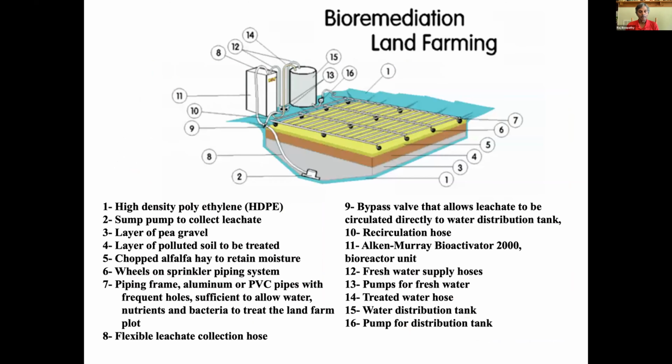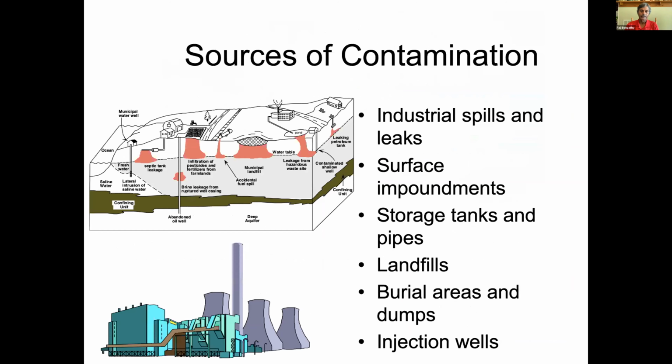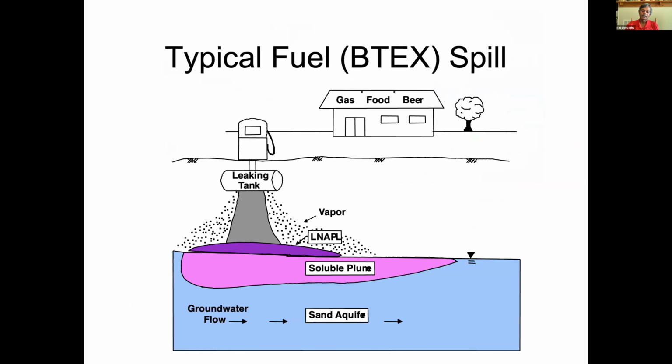Land farming is another technique commonly used for contaminated land, such as oil spill contamination. And then you can use the subsurface in situ method if it is groundwater contamination. There is a variety of sources. The groundwater can get contaminated from industrial spills, storage tank leaks, pipes and landfills. Here is an example of BTEX contamination through an underground storage tank. You have this plume of LNAPL that gets into the groundwater, which can be cleaned up by the in situ method by providing the right nutrient.